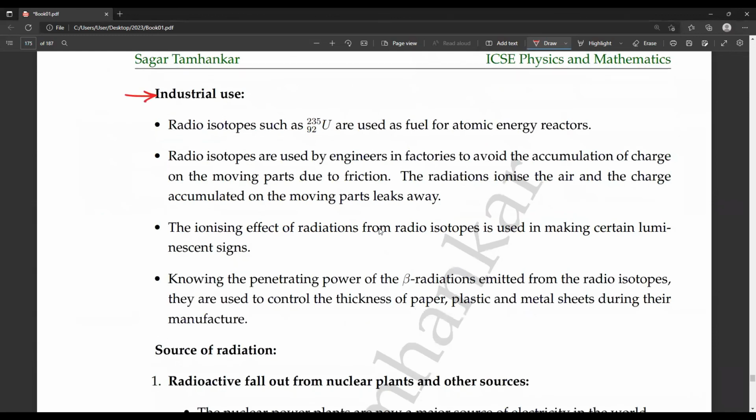The third is the industrial use. Radioactive isotopes are used in atomic nuclear reactors to generate electricity, and various other uses that you should know.